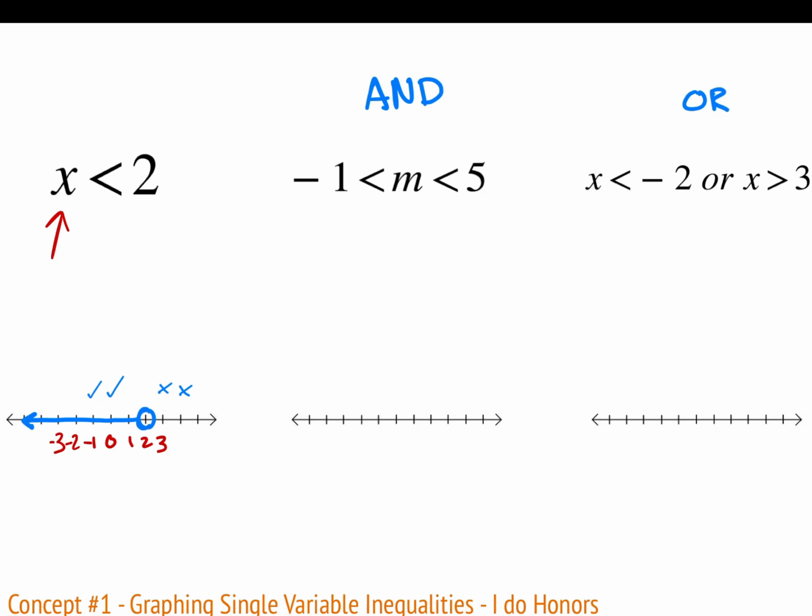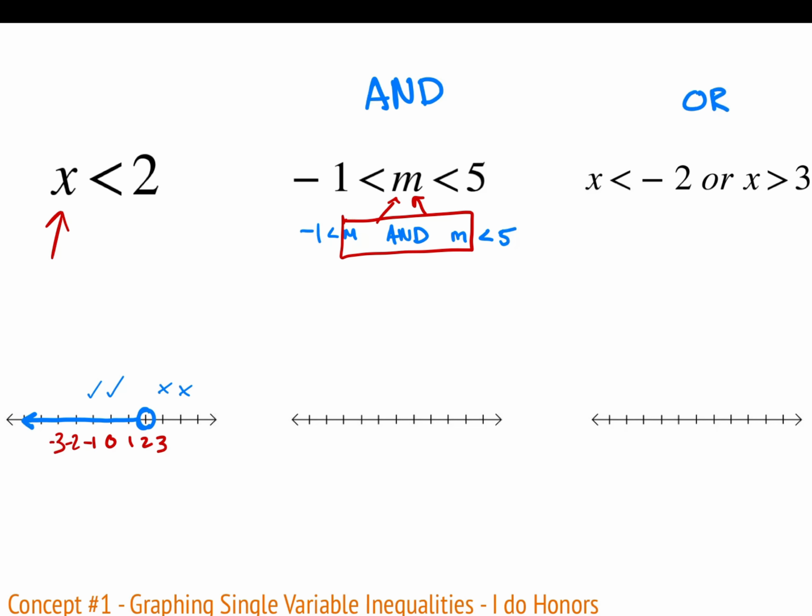You could really also write this separately. You could say -1 is less than m and m is less than 5. You could do it both ways, but because we see them right together like that, we just mash it into a single line, single statement.